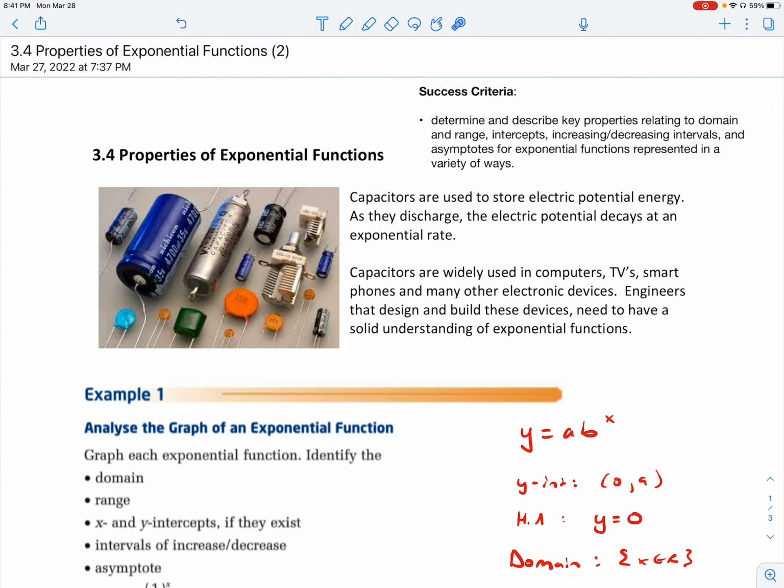Hi, welcome to 3.4 Properties of Exponential Functions. Let's start with our success criteria.